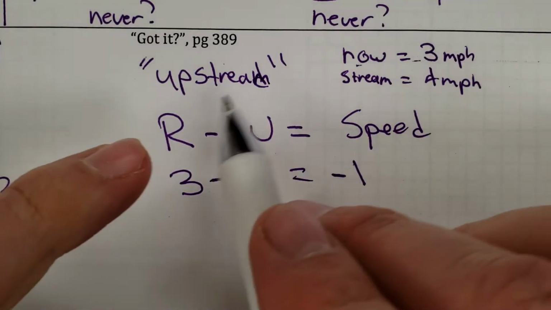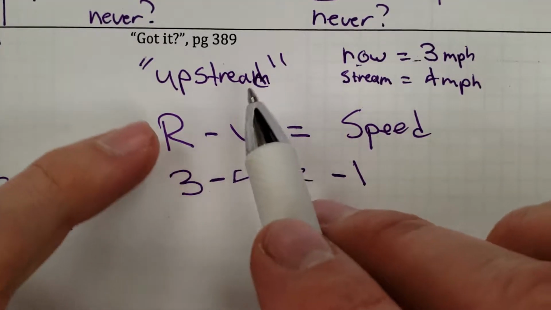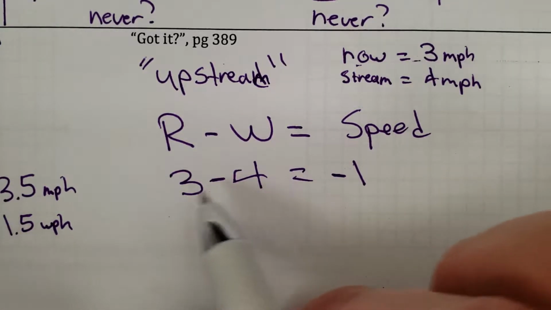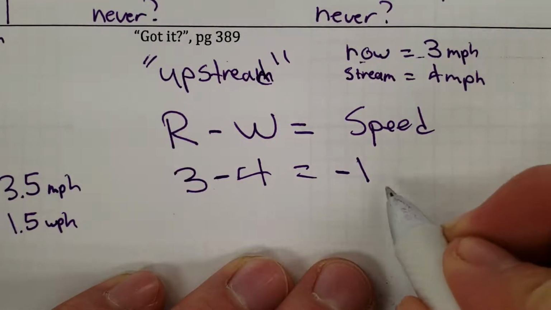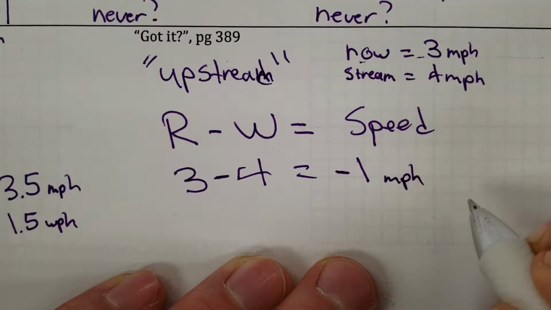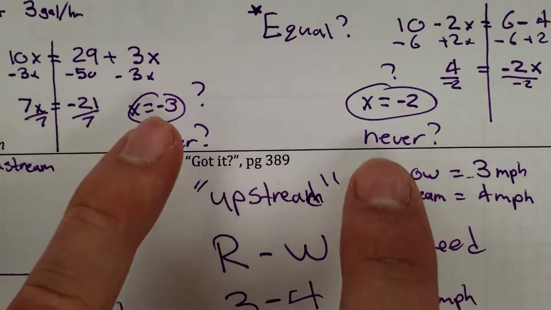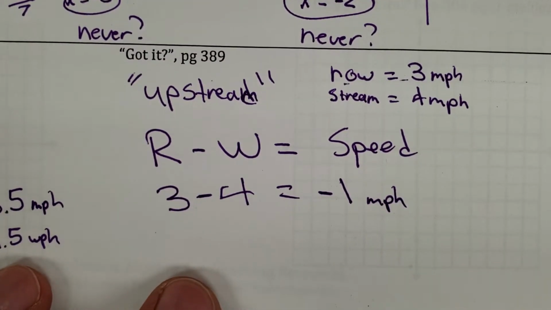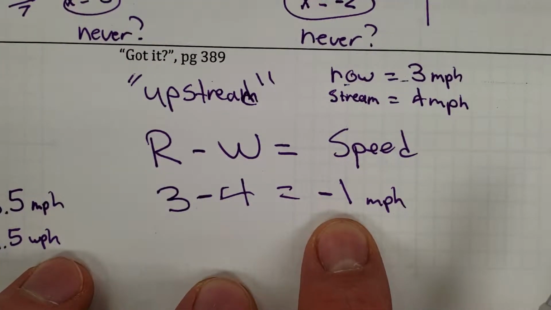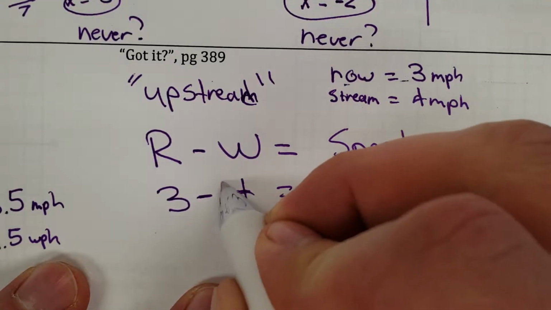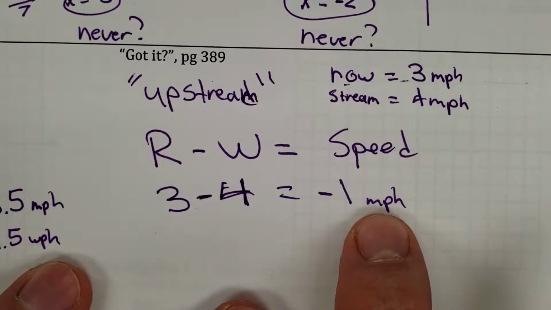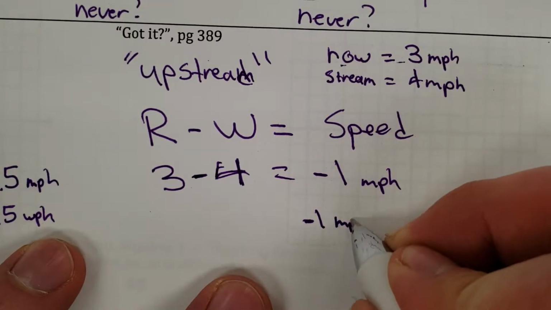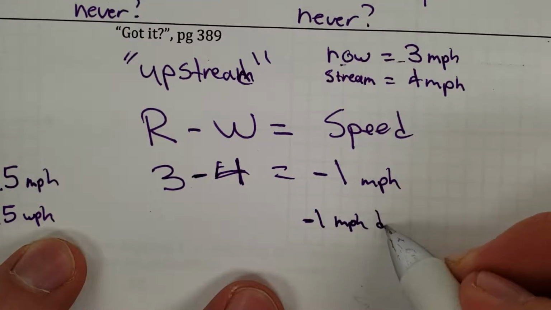Even though you're trying to go upstream, since the water resistance is faster than you, you're going to be moving backwards. So even though I told you before, sometimes you can get negative answers. It's kind of hard to go backwards, but you can definitely go backwards when you're trying to go against a current. So if the water is moving faster than you can row, you're going to be moving backwards. So -1 miles per hour downstream.